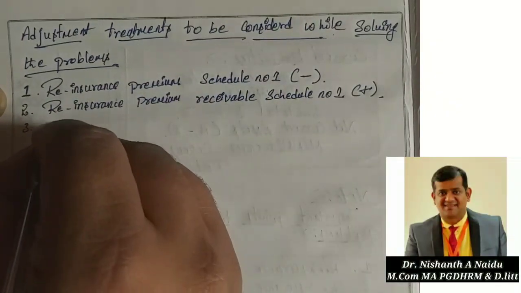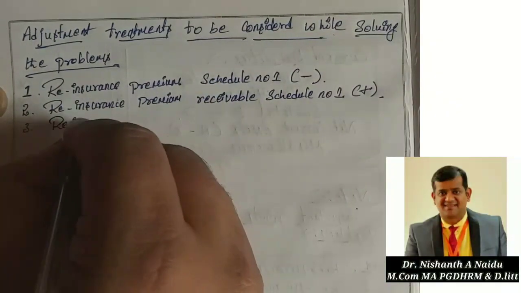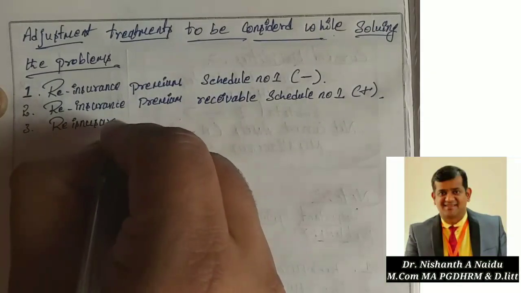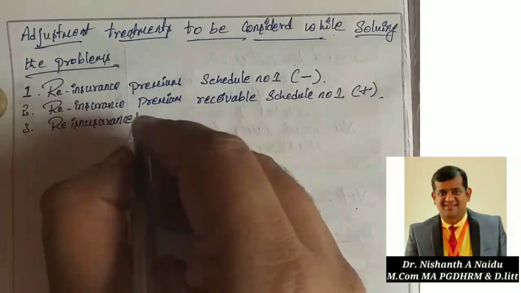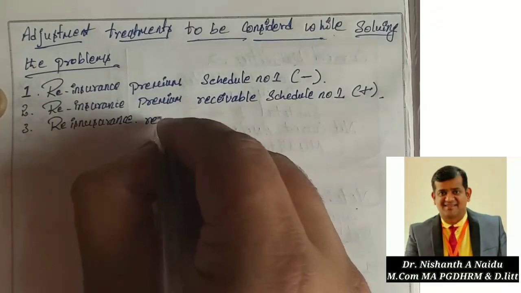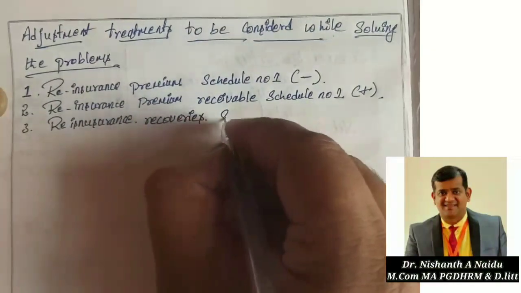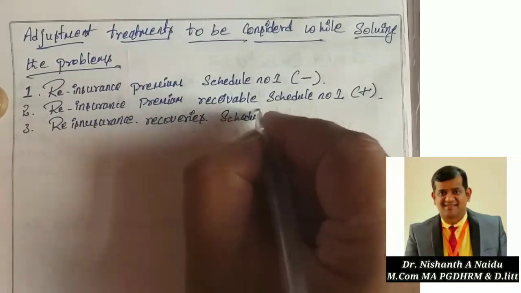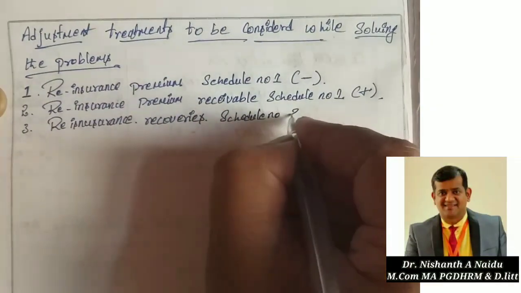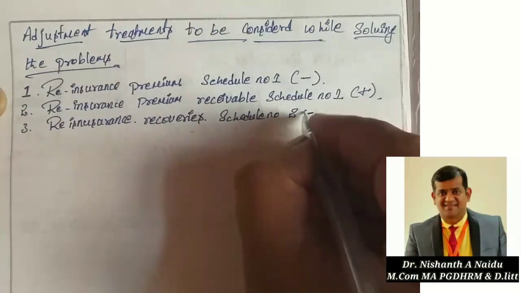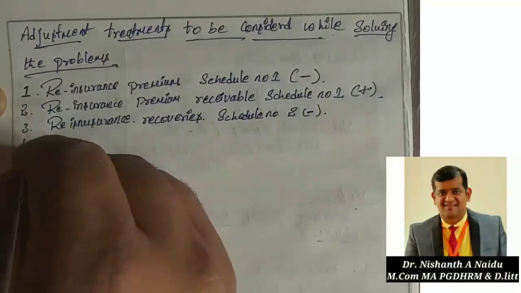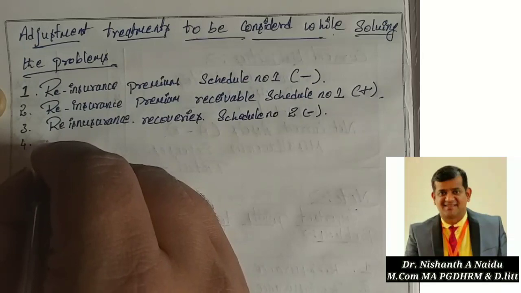Next, reinsurance recoveries, schedule number 2, minus.